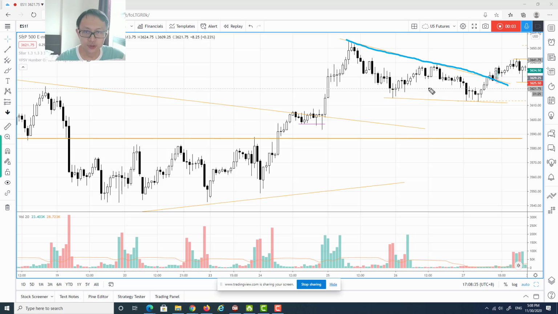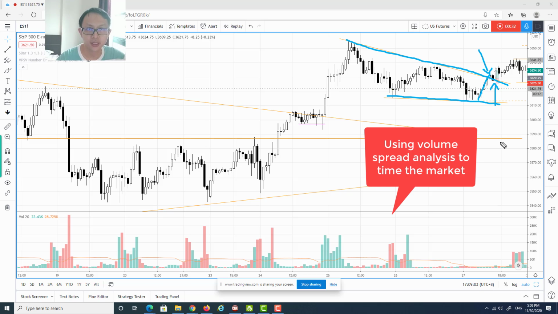Here's the falling wedge pattern that I talked about last Friday, and I also mentioned briefly that there are potential trading opportunities right after this breakout, and I did initiate a long entry during the London session. In the later part of the video, during the trade review section, I'm going to share with you how to use volume spread analysis as a timing tool to time the market.